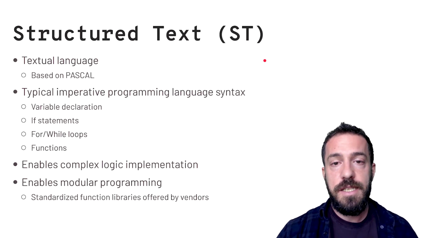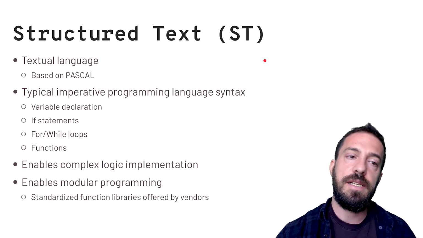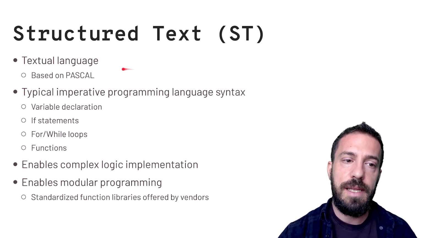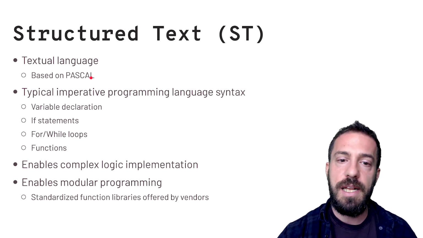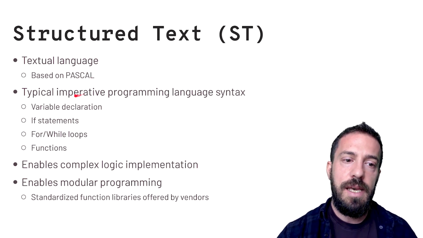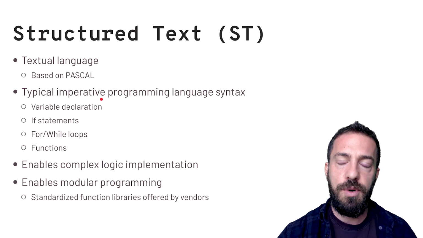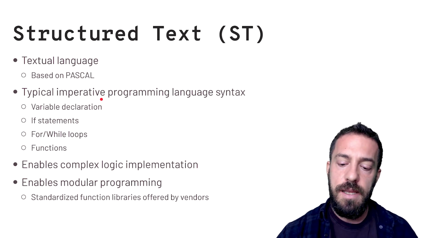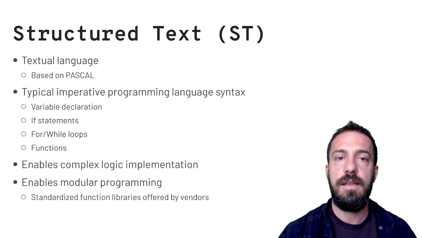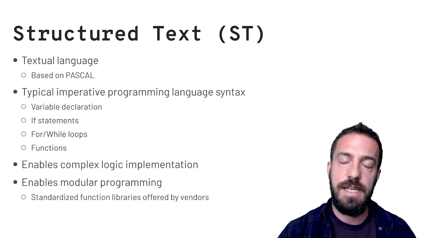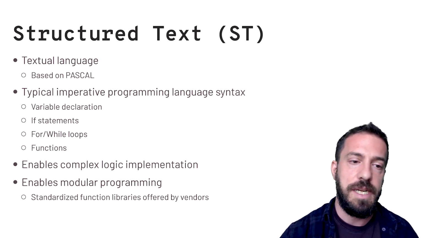Third is structured text. Structured text is not visualized like the other two, but it is textual, and it's mostly based on Pascal, and it has a typical imperative programming language syntax. Imperative in the context of programming languages means that the function is operating on a state, and every function contains the state of the machine.